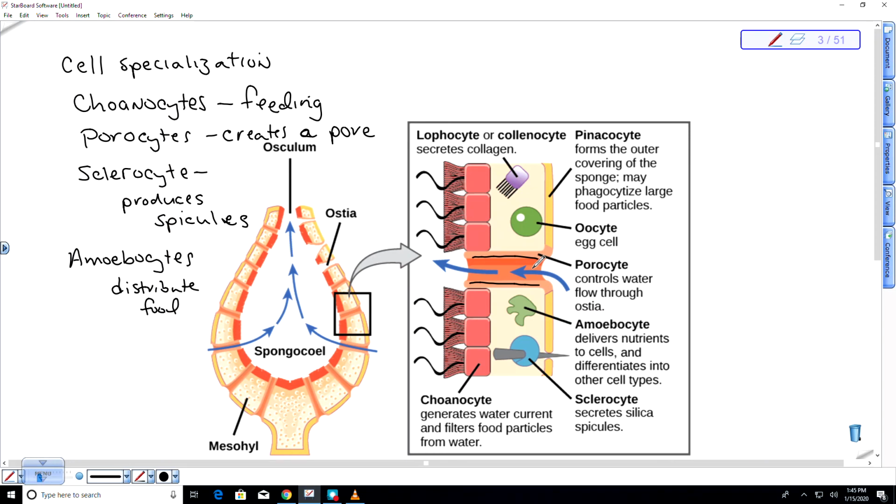The outer part of the sponge is covered by cells called the pinacocytes. Okay, so this covers the outer part of the sponge.